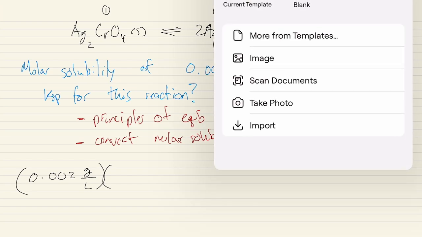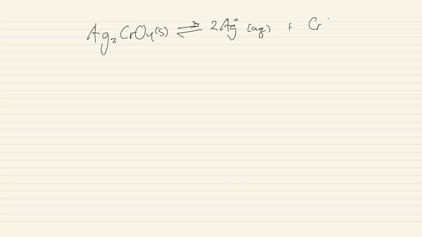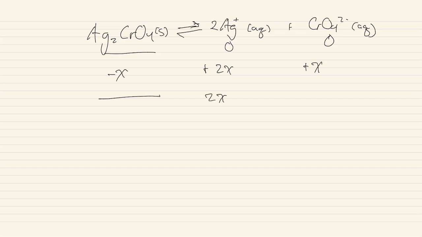So let's think about what the molar solubility actually is. If we have Ag2CrO4 solid in equilibrium with 2Ag plus and CrO4 2 minus, right? If we were to draw an ICE table for this, and we start off with 0 of any of our products in this case, we would get an ICE table that looks something like this, right?